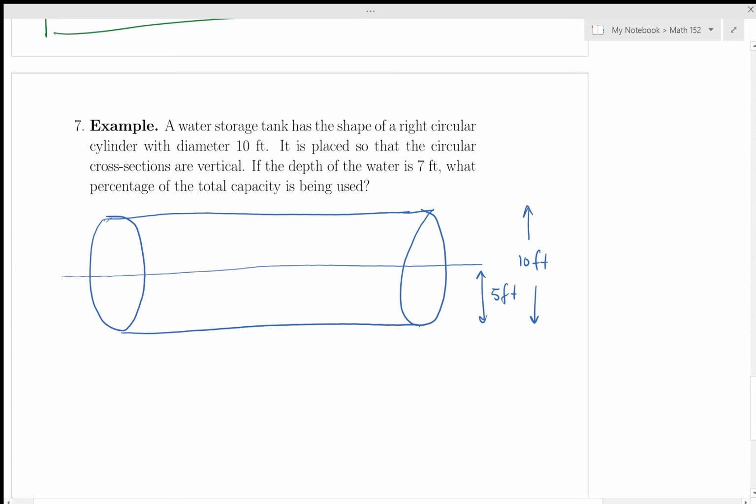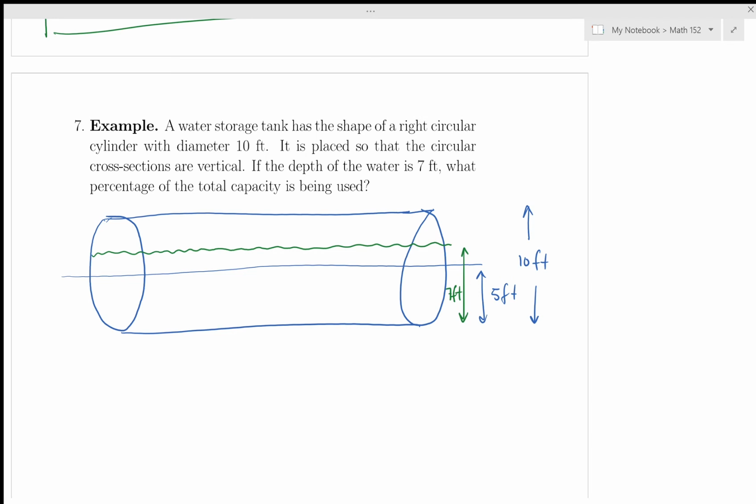And it's got water in it. It's not full. The depth of the water is 7 feet. I'm going to draw the water with a little bit of a ripply surface, not that the water has a ripply surface, but just to indicate it's the water. So this is the water in the tank, like that. And this distance right here is 7 feet. And we want to know what percentage of the tank is being used.